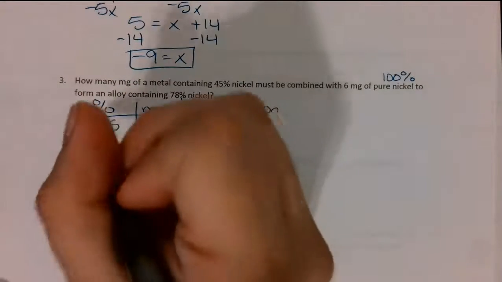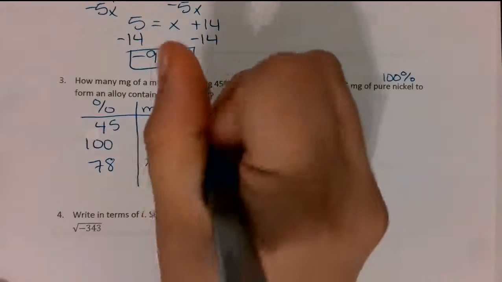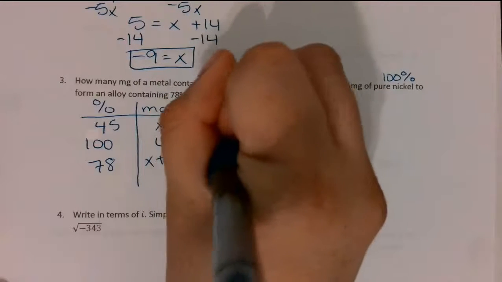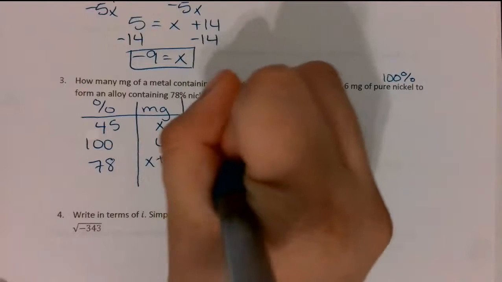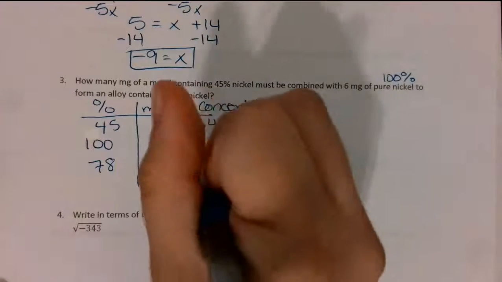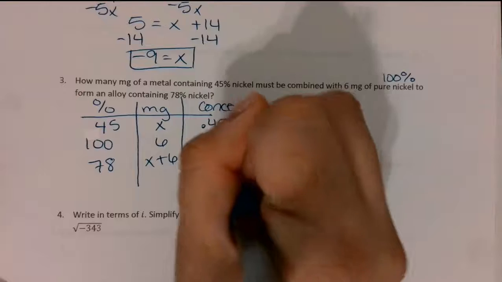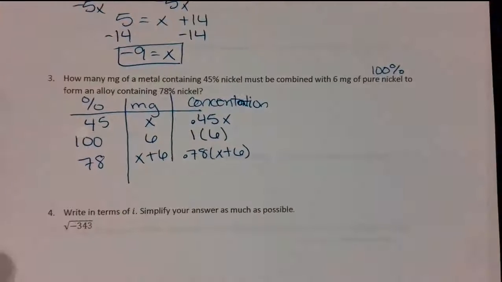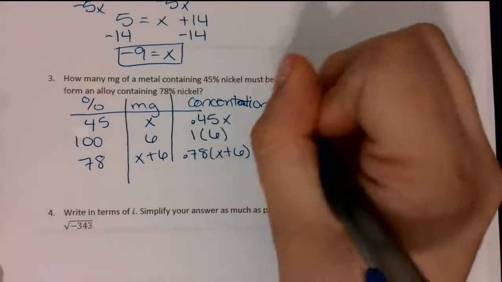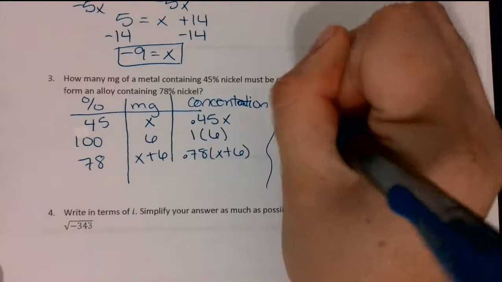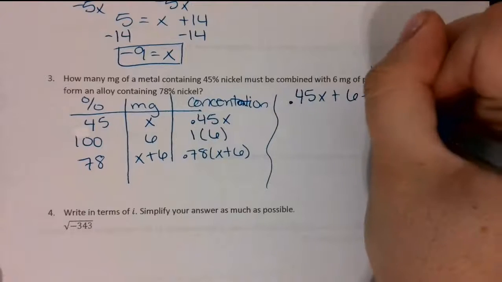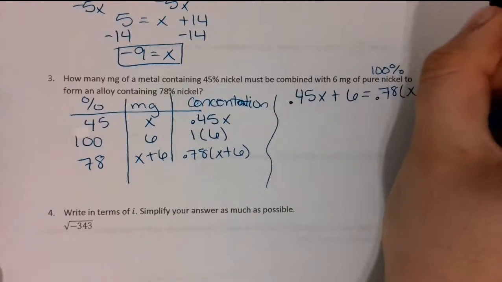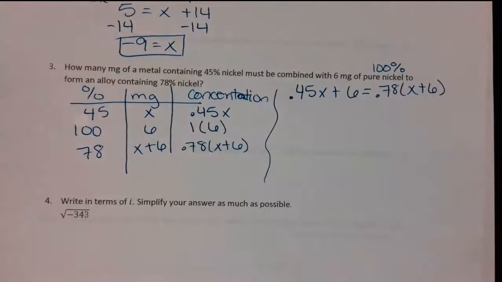Then for my concentration, I take the percent as a decimal and multiply it by the milligrams. So I'm going to have 0.45x. 100% as a decimal is 1 times 6. And 0.78 times x plus 6. So then what I want to go ahead and do is set this up as an equation. I'm going to set this up to the side. So I'm going to have 0.45x plus 1 times 6, which is just 6, equals 0.78 times x plus 6.